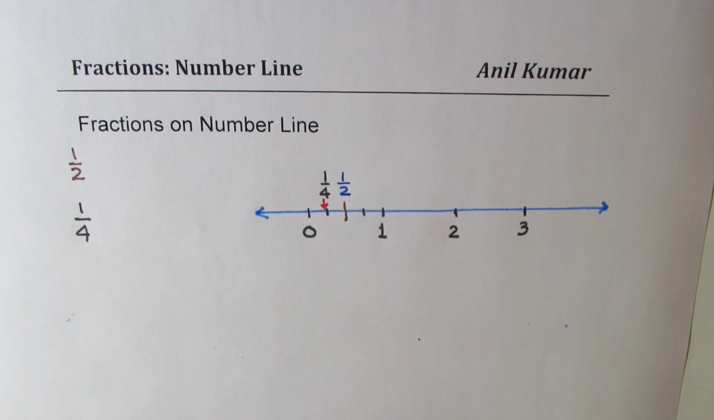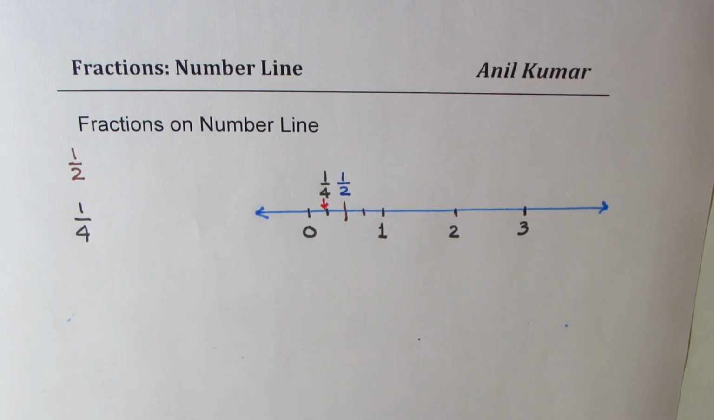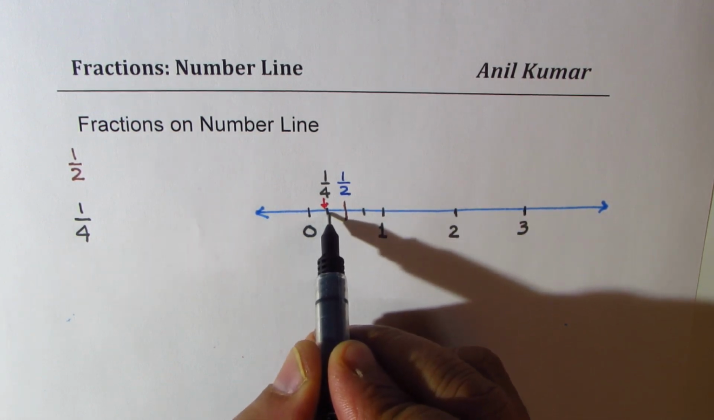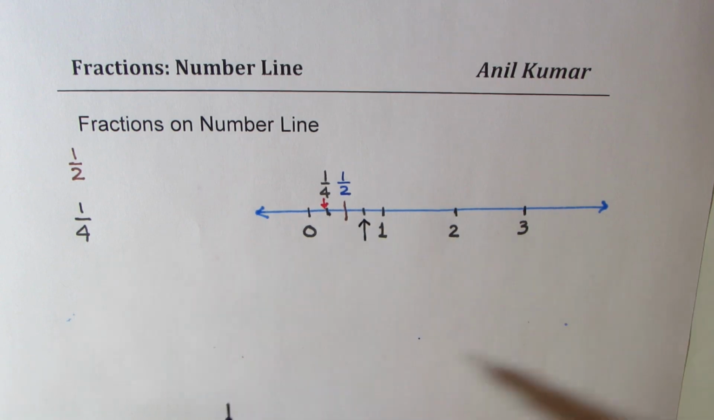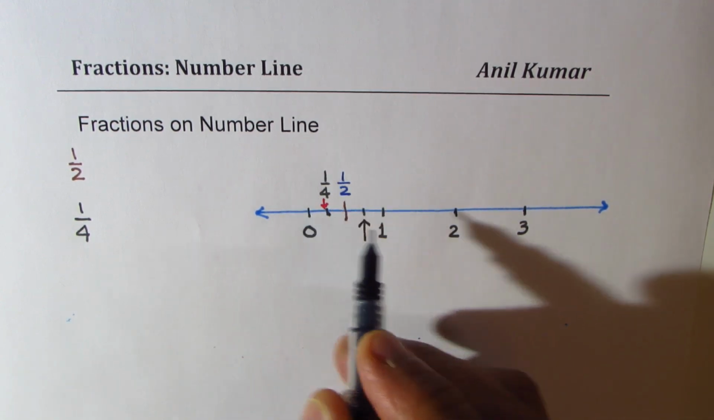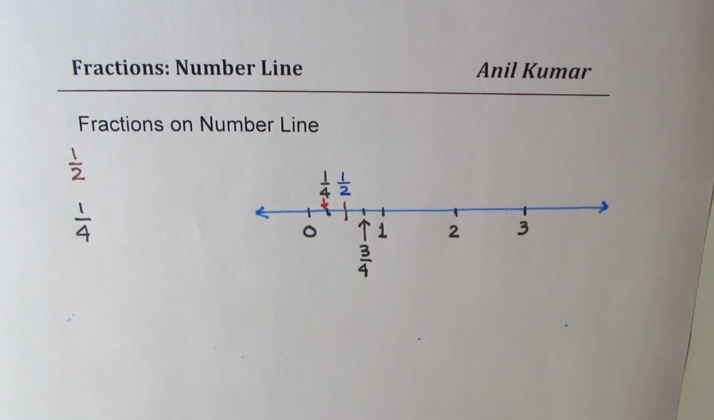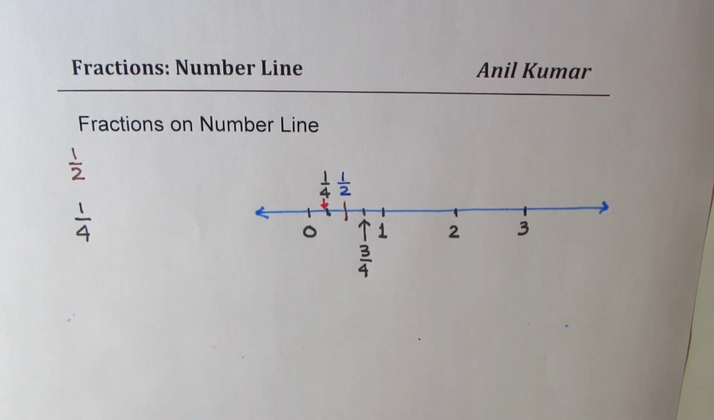Now we could also represent some bigger numbers here. Let's go with 1/4, right? So this is 1/4, this is 2/4. What will that be? This will be 3/4, correct? So we could represent numbers like this. Do you understand? So that is the way to represent fractions on a number line.